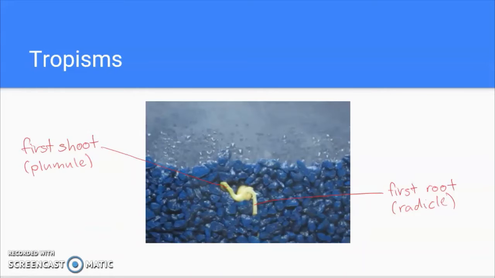To practice naming them, here's an image from yesterday's slides. It's a germinating seed with the first root, the radicle, growing downwards. Since it's growing towards gravity, we call it positive geotropism. Or we could call it positive gravitropism, same thing.